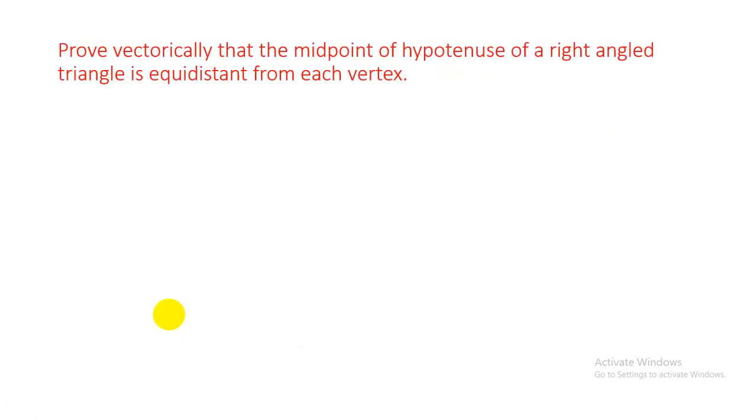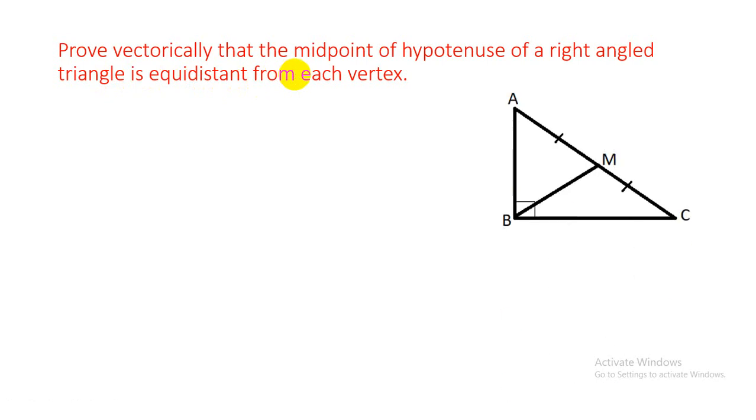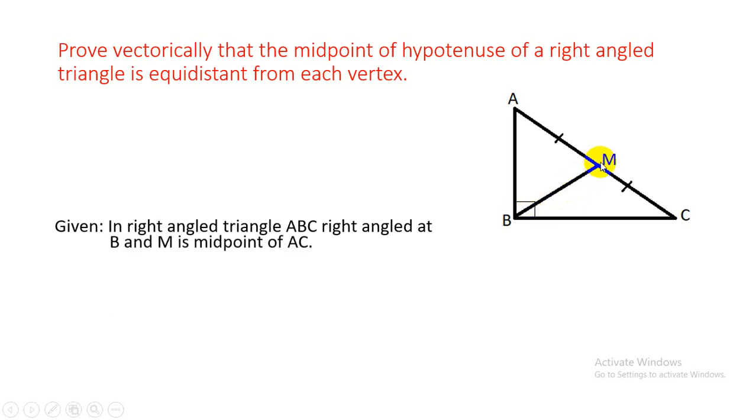Now next theorem. Prove vectorially that the midpoint of the hypotenuse of a right angle triangle is equidistant from its vertices. At first we have to draw a right angle triangle ABC and take M as midpoint of AC. AC is the hypotenuse here, so take M as midpoint of AC and then join B to M.